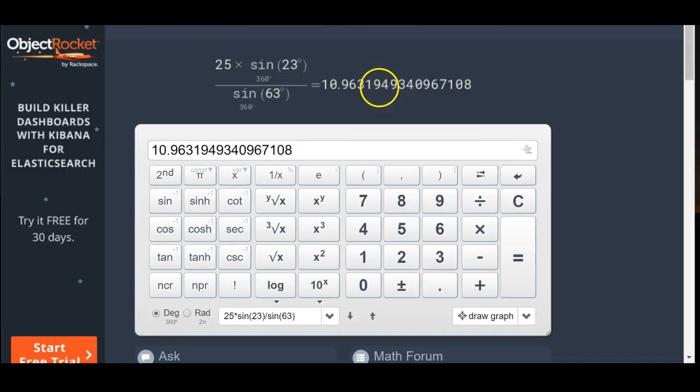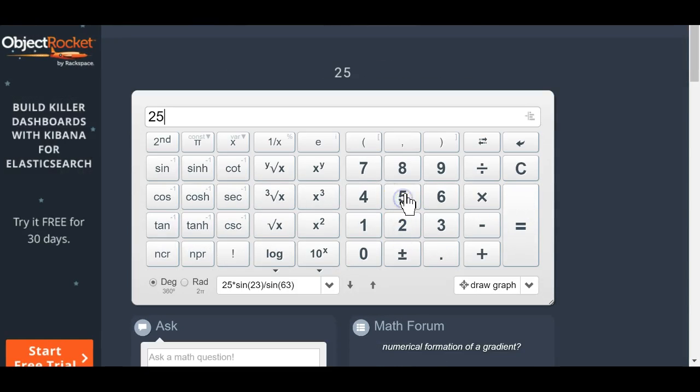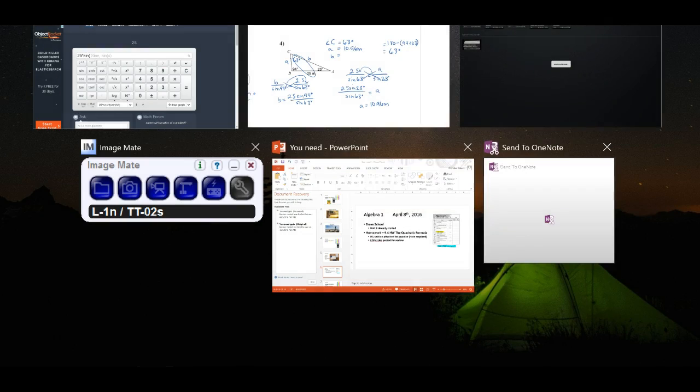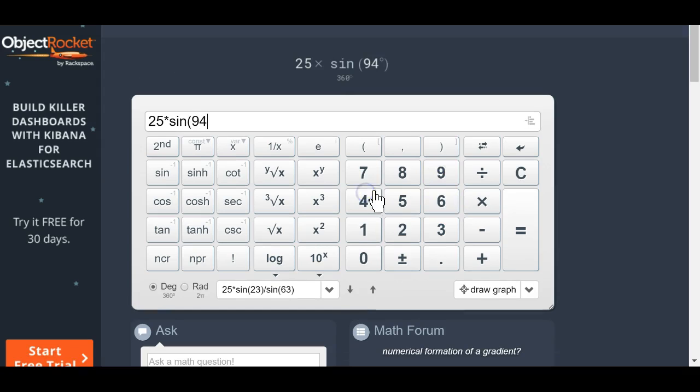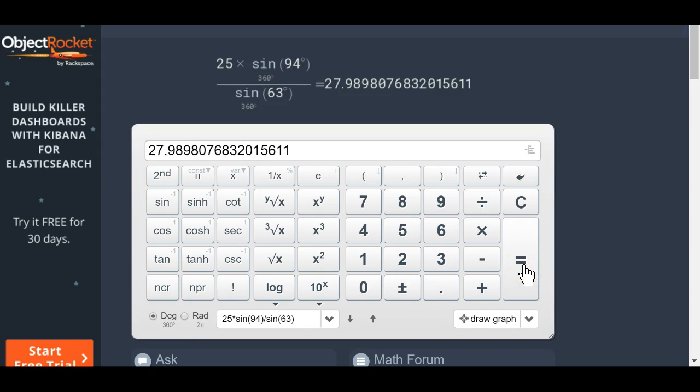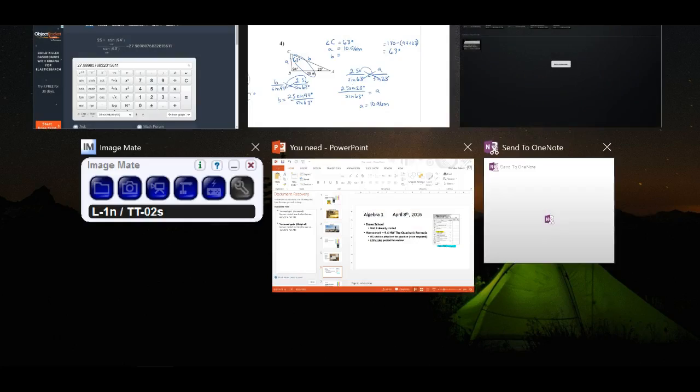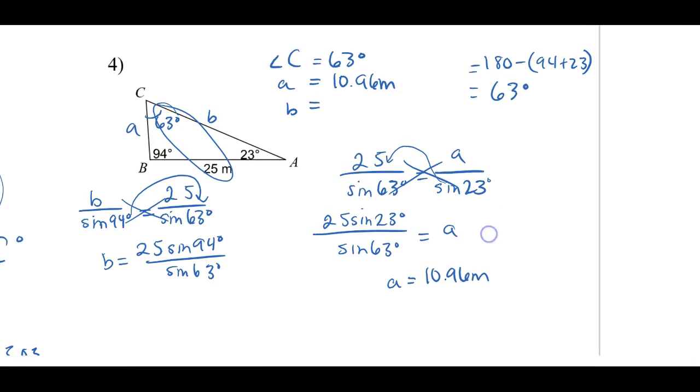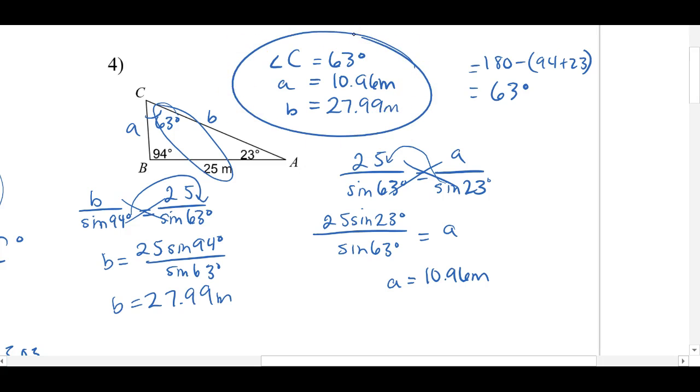Okay, so now 25 times the sine of, what was that again? 94 divided by the sine of 63 degrees. Okay, 27.99. So B is 27.99 meters. Okay, there we go.